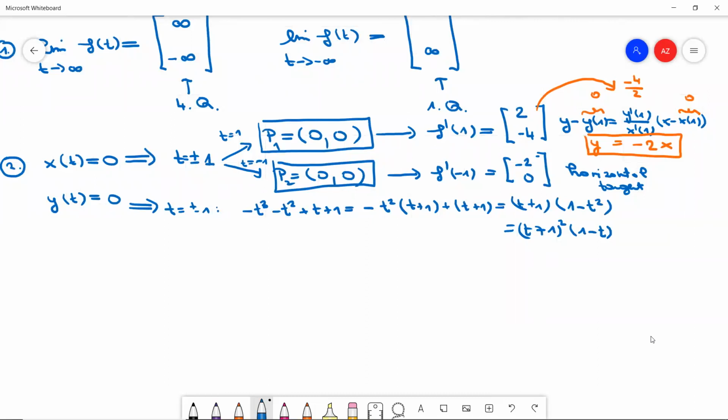Then we need self-intersections. So f of t is equal to f of s. And it turns out that the only intersection is, we already know one intersection, P1, P2, and it turns out that this is the only one. So t is 1 and s is minus 1, and we get 0, 0.